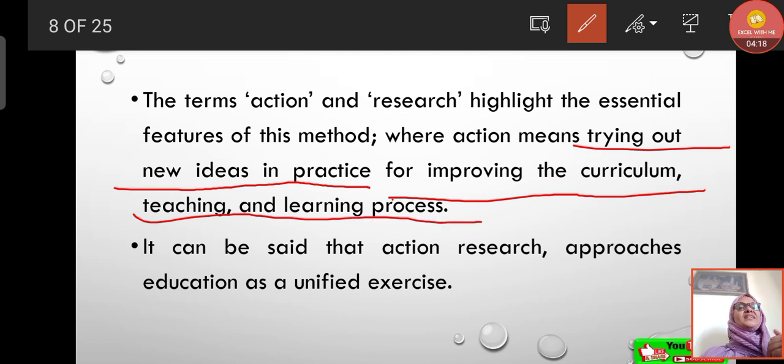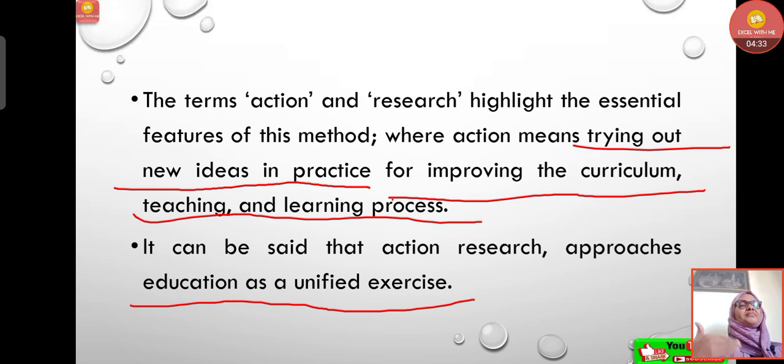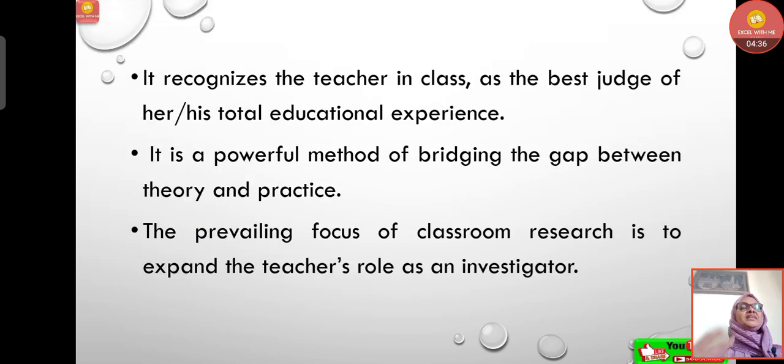Now it can be said that action research approaches education as a unified exercise. So action, we are trying out new ideas, we are doing things, researching again and searching again and again about the problems the teachers face. It recognizes the teacher in class as the best judge of her or his total educational experience. Obviously the teacher only can be the judge of herself or himself, or to find out the problems of the learner also.